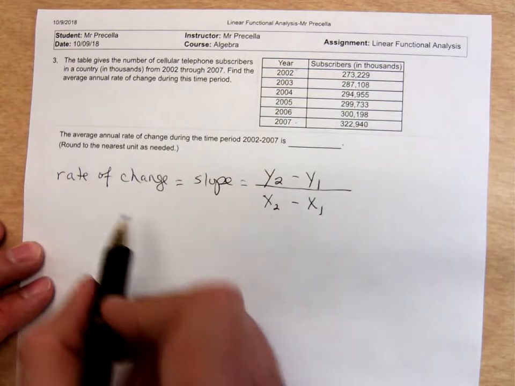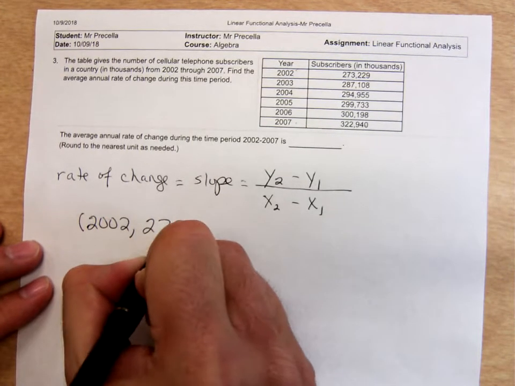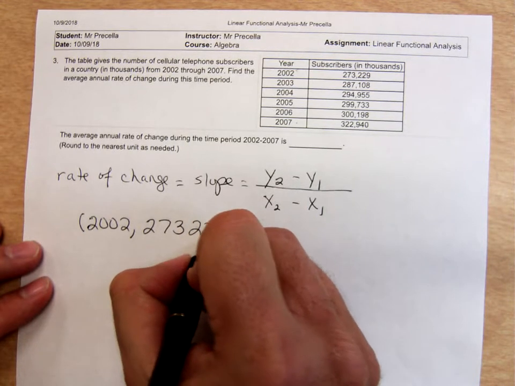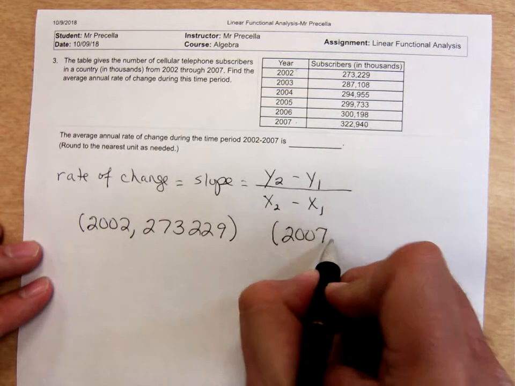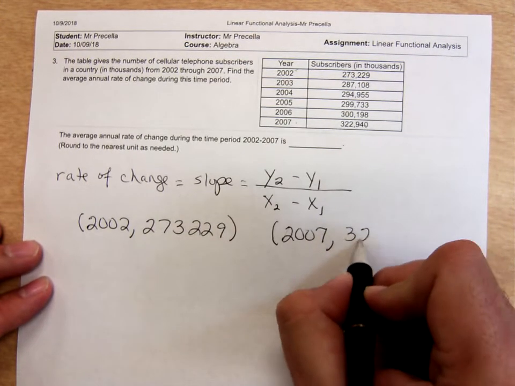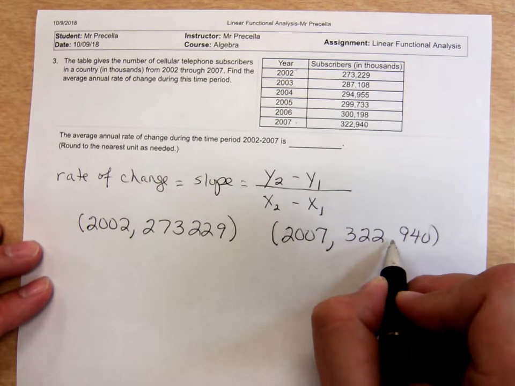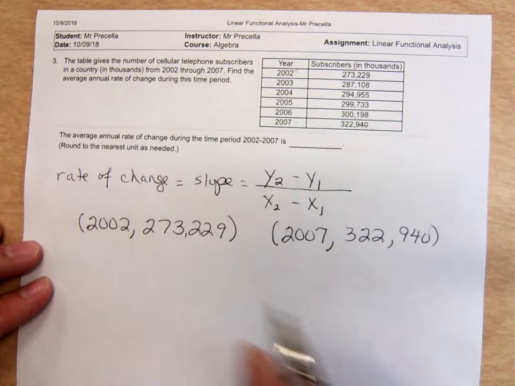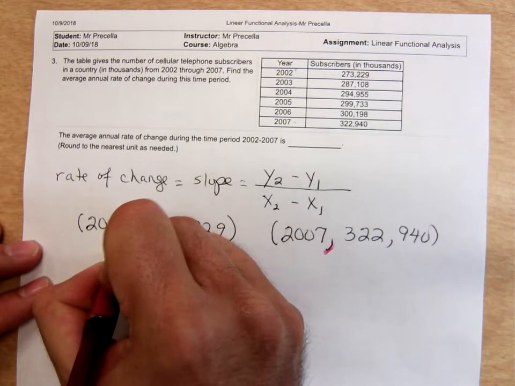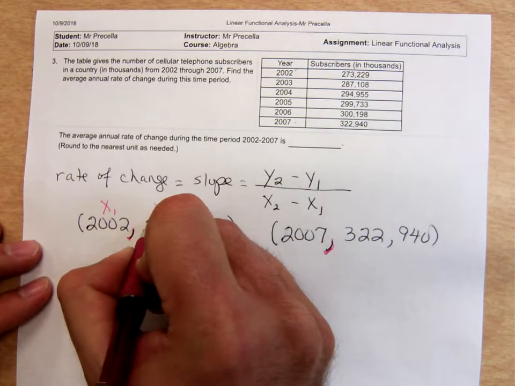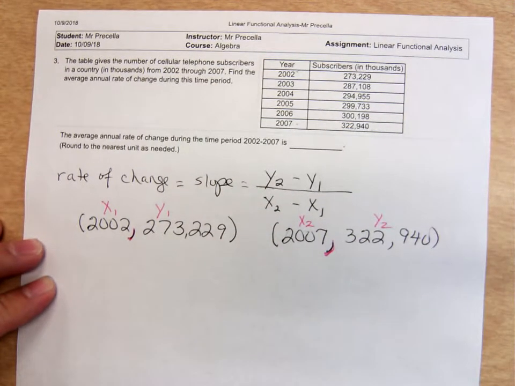My first ordered pair would look like this: 2002, comma, 273,229. The second ordered pair, 2007, comma, 322,940. Having that comma there is sort of problematic. There. This is x1, y1. Over here is x2, y2.